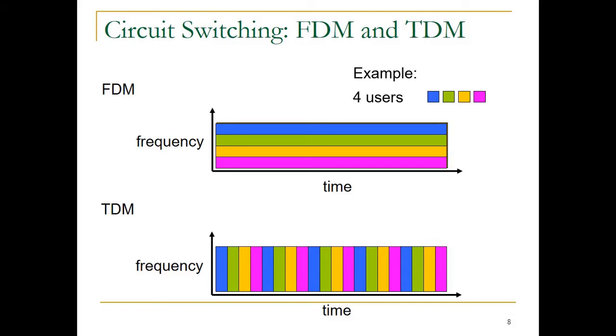If it's a 10-year frequency license that they sign up for, nobody else can use it. If they are offline, they are offline, and that frequency will still be available for them for the entire 10 years. So in that sense, it's underutilized, right? That's what it means by frequency division multiplexing.